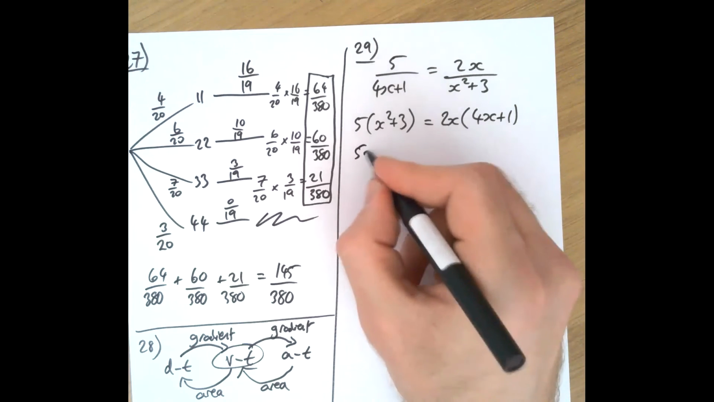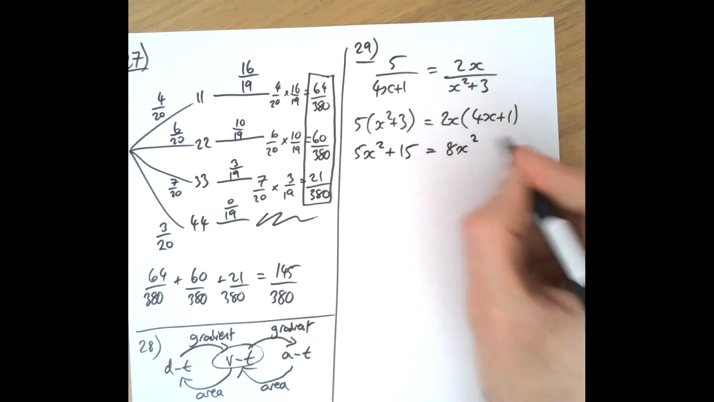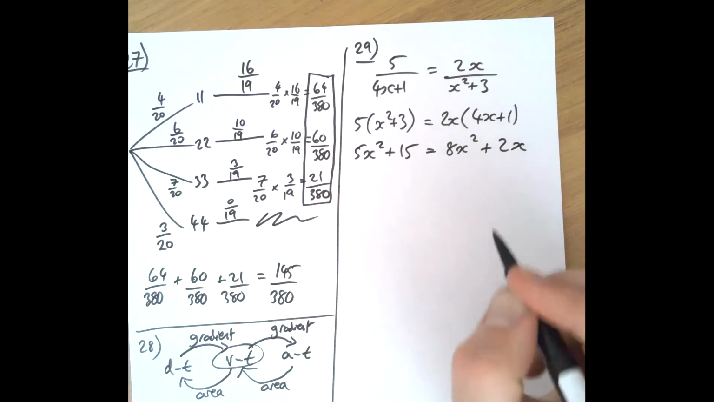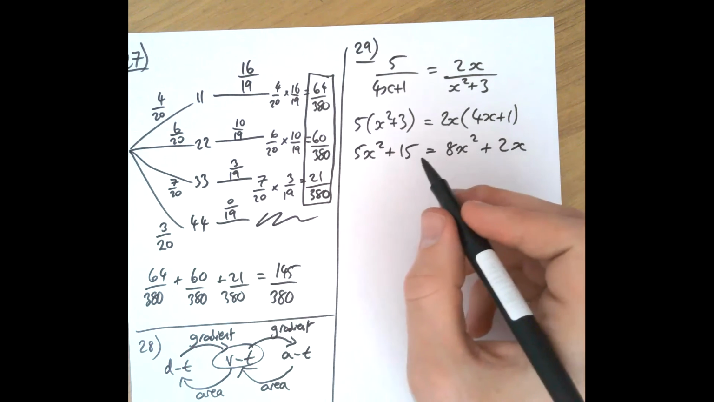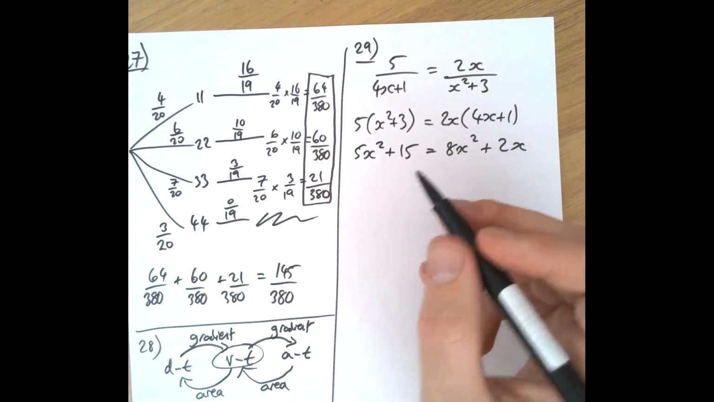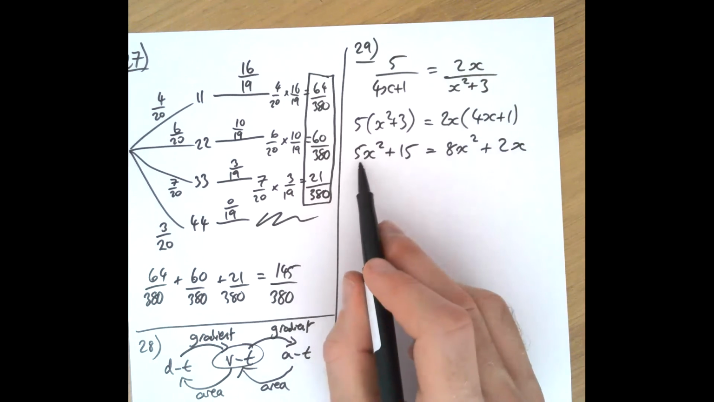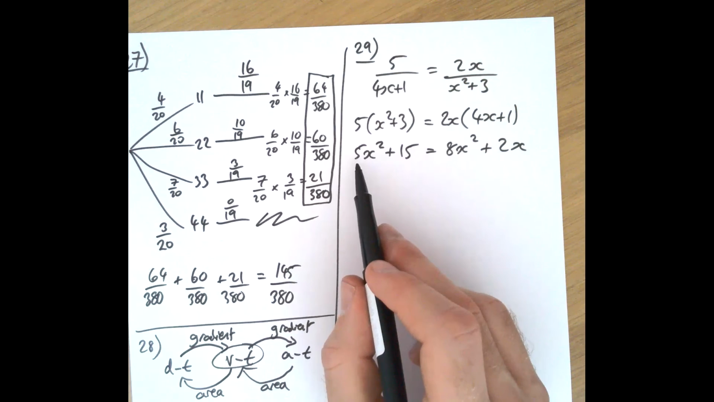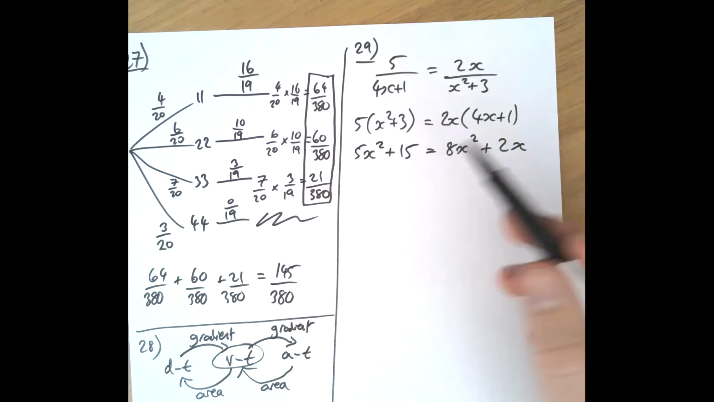Expanding this out, we get 5x squared plus 15 equals 8x squared plus 2x. Now we've got an x squared on both sides. It's easier to keep the x squareds positive. So can you see that if I take away 8 from 5, it's going to become negative. Whereas if I take away 5 from 8, that's still going to give me a positive.